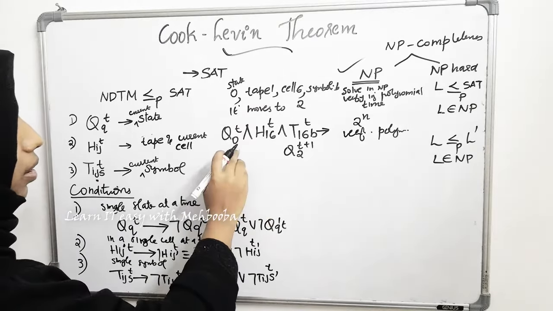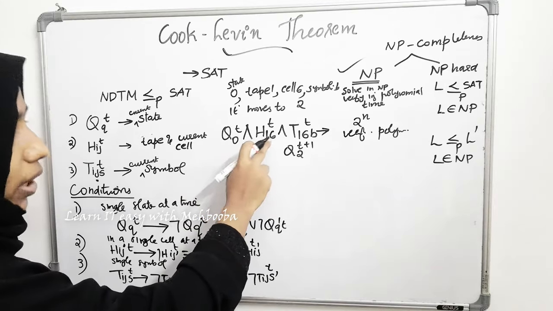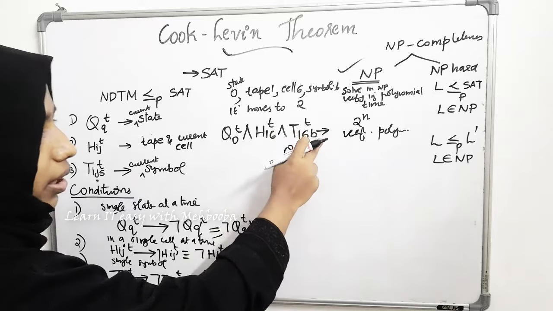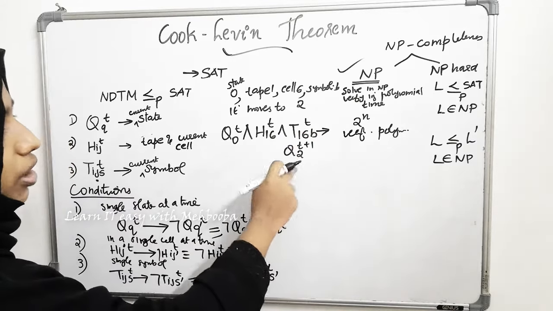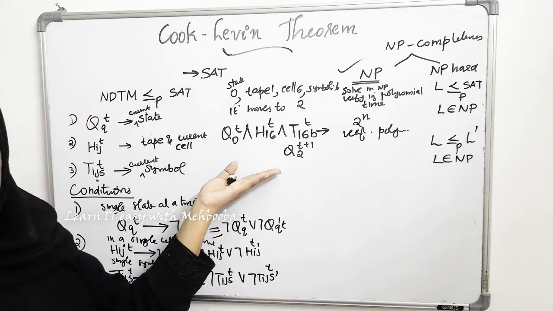That is, I repeat, if the current state is 0 and the current tape cell is 16 and the current symbol is b, the Turing machine will move on to the state 2 in the next second. This is how we write this.